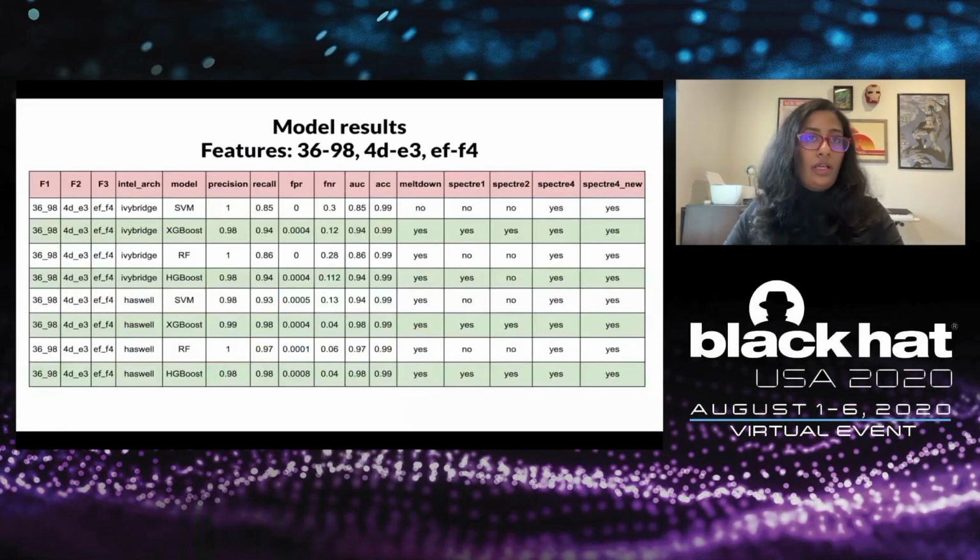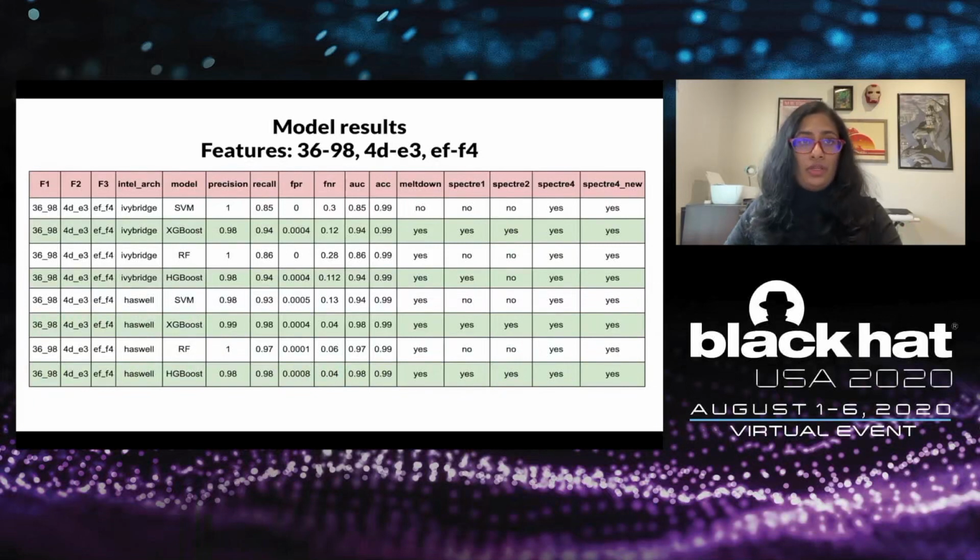Here you can see the summary of all the models that we have tested so far. The first three columns show the features themselves, 3698, 40E3, and EFF4. The next column shows the Intel architecture. It's either Ivy Bridge or Haswell, and the four models that we have tested that worked really well, which are SVM, XGBoost, Random Forest, and HGBoost. And then you can see all the metrics that we talked about before: precision, recall, false positive rate, false negative rate, area under the curve, and accuracy.